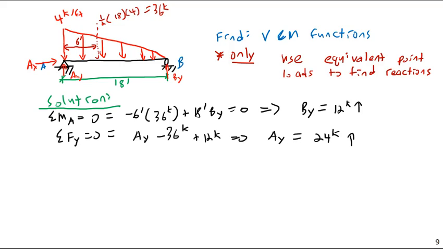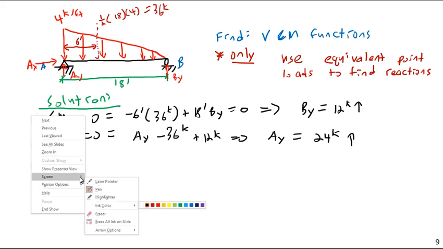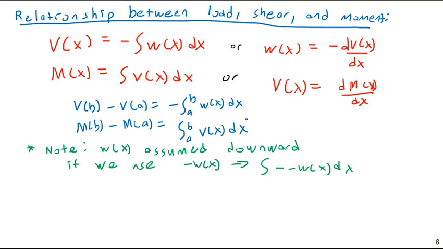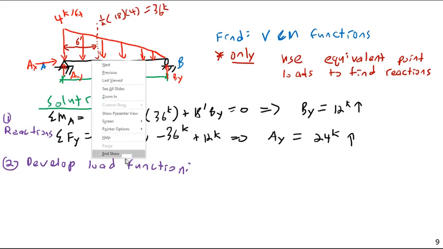So what I need to do is, I have my reactions. So let me label that as step 1, reactions. Step 2, develop the load function. In other words, before I can integrate a w of x, I need to actually get a w of x. I don't have a w of x yet.